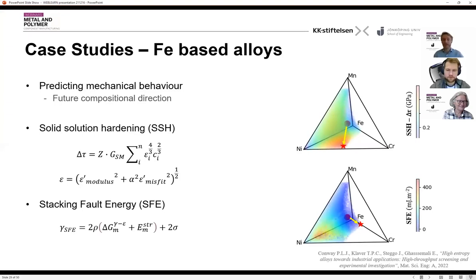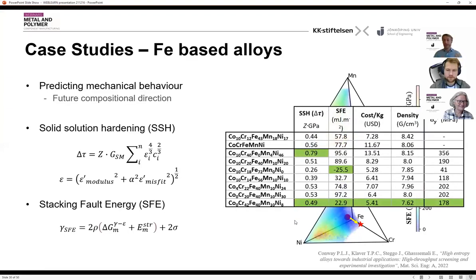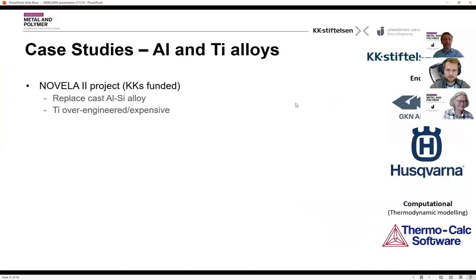From this, we have suggested a number of future alloys, which we will try to be producing shortly, based on either maximizing solid solution hardening, minimizing stacking fault energy, or a combination of the two of them to try to optimize the mechanical properties while reducing the cost even further from what we have produced in the first study. So this is one of the ways that we're tackling the high cost of high entropy alloys to try to bring it closer towards industrial realization.